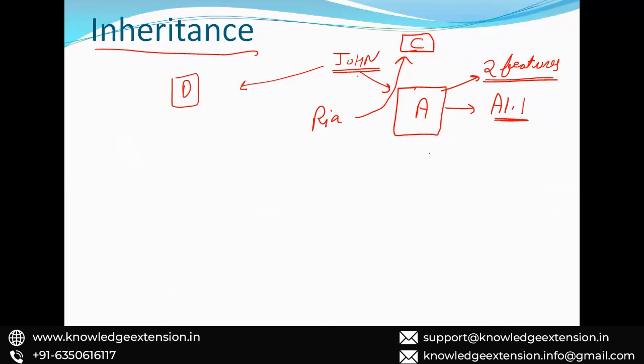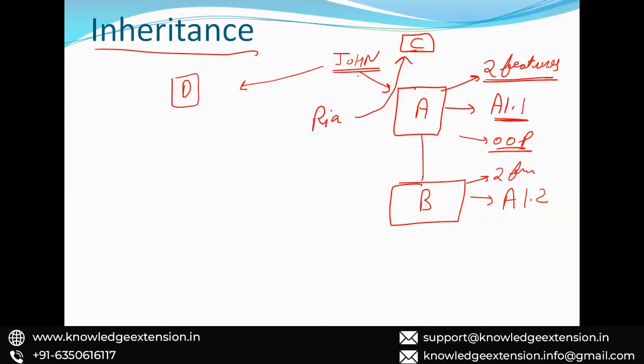It is very difficult to understand what kind of code was written by John. So what does Ria do? If John implemented this application using object oriented programming, Ria makes a new class, B. It is version 1.2. It has two features, and it inherits class A into class B. That means all the features available in class A are automatically inherited in class B. Now B has 4 features. That is the benefit of inheritance.